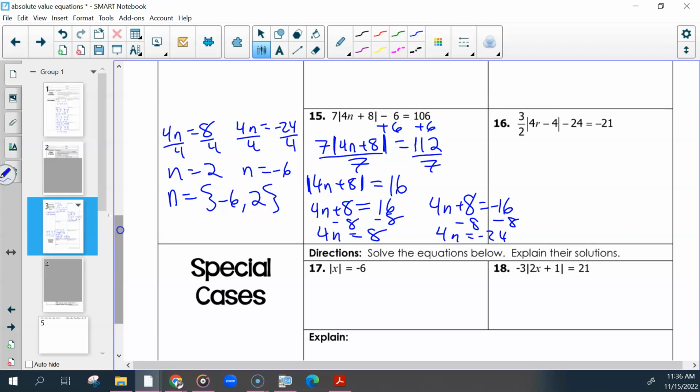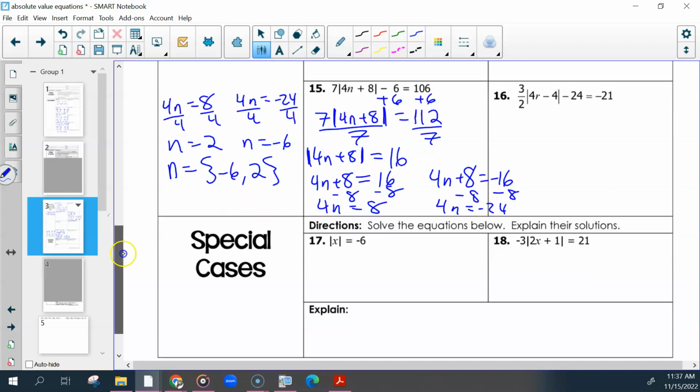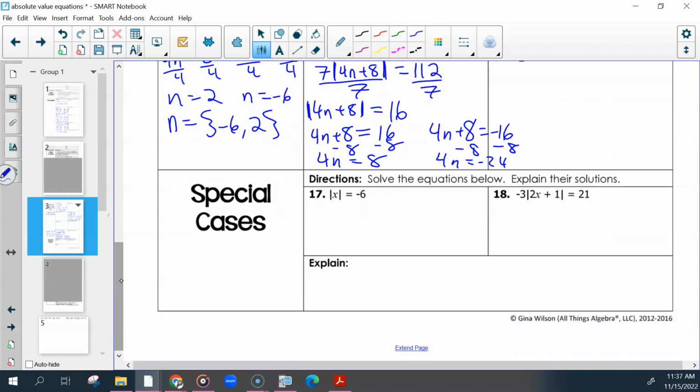So if you got negative 6 and 2, good job. That was the answer. Do you have any questions on that one? Okay. For number 17, there are some special cases with this.